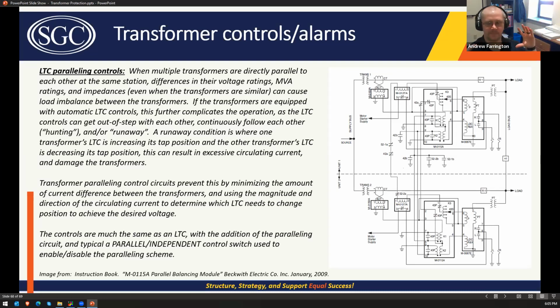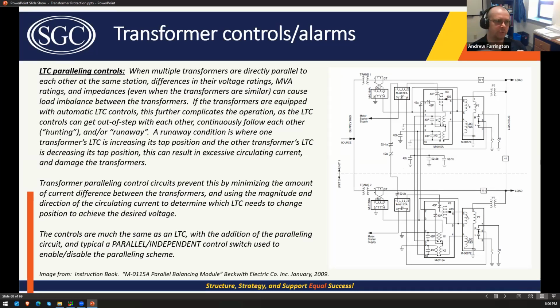What the paralleling circuit does is it compares the low side current for each transformer, and it ties them together in a paralleling circuit. And based on the direction of that current flow and the magnitude, the LTC controllers now know which transformer LTC should operate to keep them at the same step, and to keep that circulating current, the primary circulating current, to a minimum. And so that's what the paralleling circuit is meant to do.